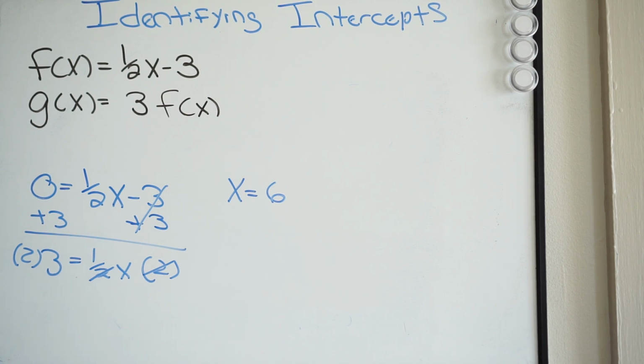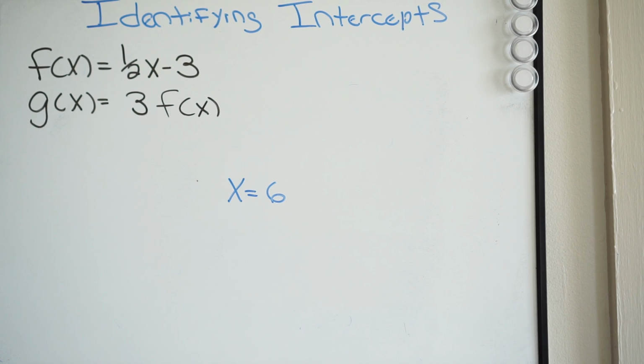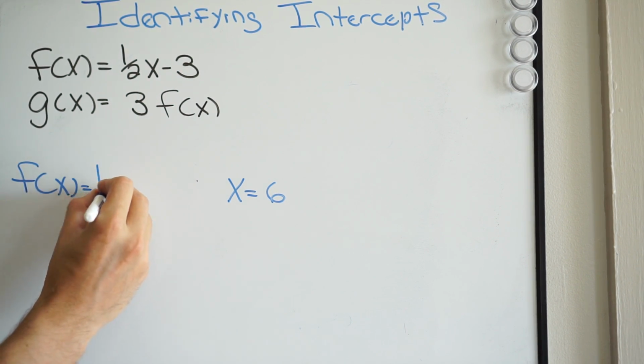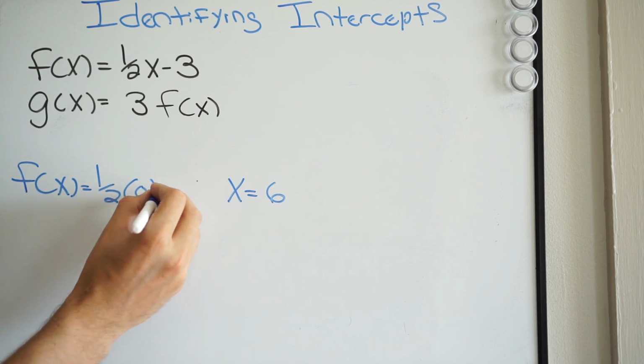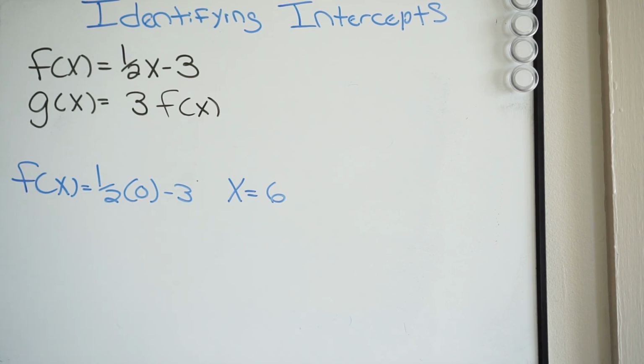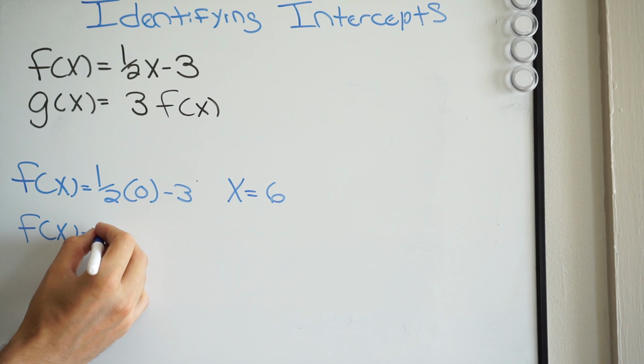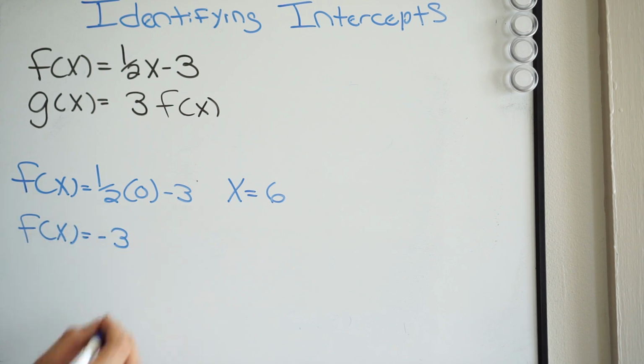Now we want to go ahead and find the y-intercept. So we're just going to do the opposite. Instead of plugging a 0 into the y, we're now going to plug it into the x. So we have f of x equal to 1/2, and we're going to plug a 0 into the x, and solve for our y here. Remember, this is really y. So this becomes 0, and we just get f of x, or y, is equal to negative 3.